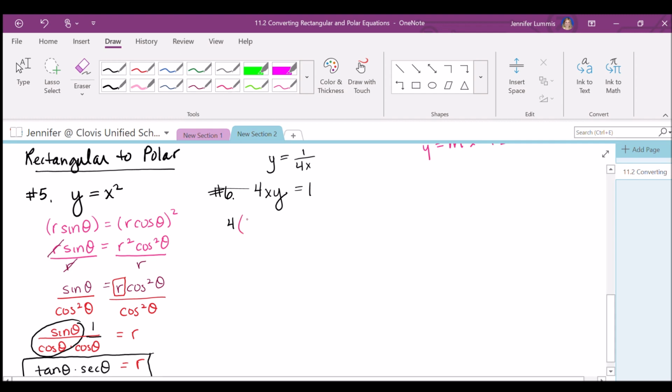x is r times cosine, y is r times sine, and you are left with r cosine times r sine equals 1. So simplifying this here, we have 4r squared cosine sine is equal to 1. So let's aim for getting r squared by itself. That means we're going to divide everywhere by 4 cosine and sine.